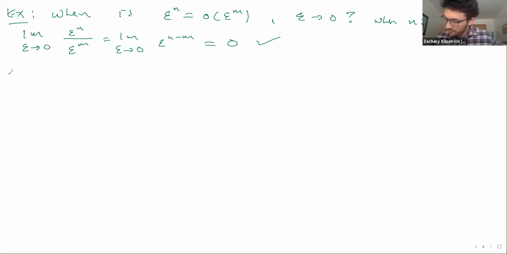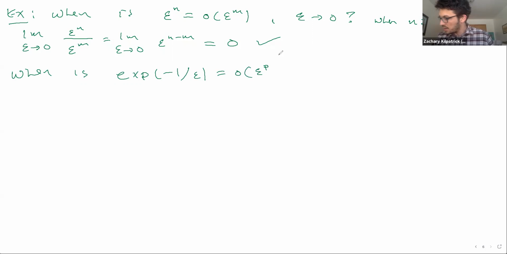One more example. When is exp of minus 1 over epsilon equal to little o of epsilon to the p? Remember the notion of being exponentially small. And let's take, in this case, just the right-hand limit, so as epsilon goes to 0 from above. When is this true? For what values of p?